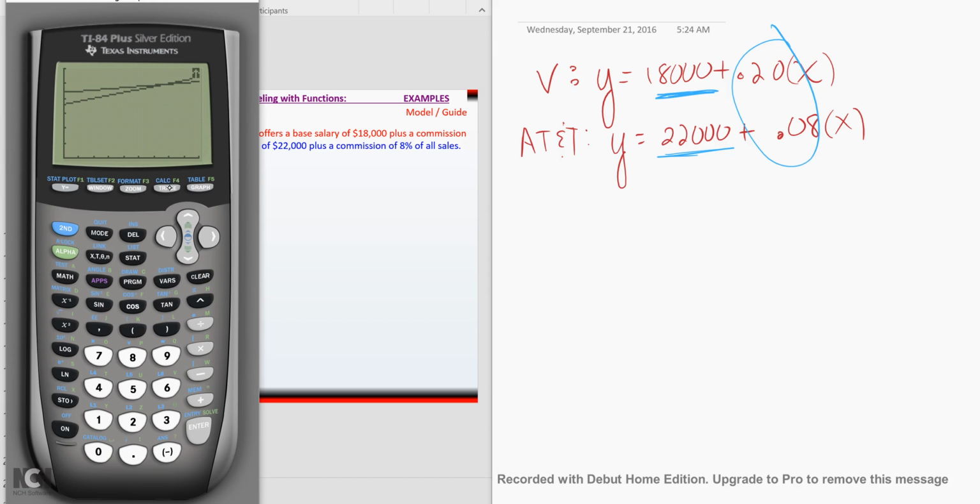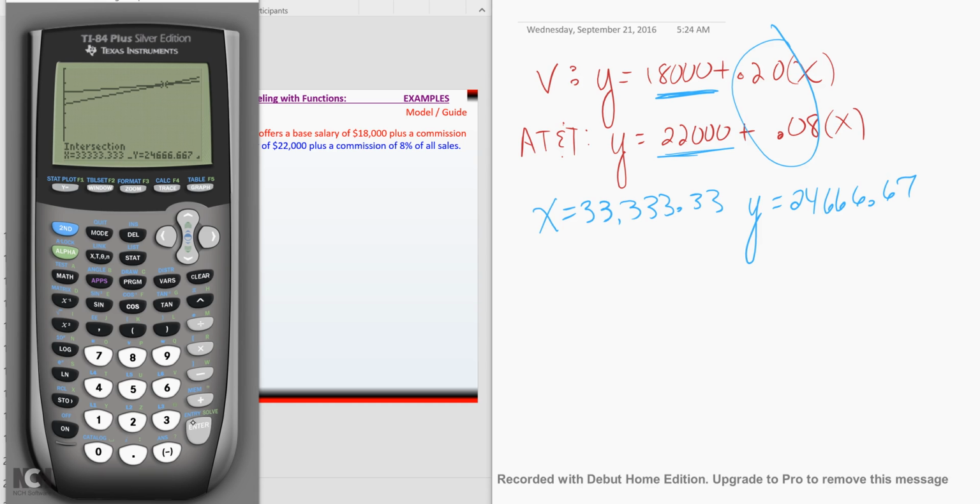So we're going to calculate the intersection point. First curve, enter. Second curve, it went to the other line, enter. No guess, enter. And there's my intersection. And it says that x equals $33,333.33. And y equals $24,666.67. Now, let's look at what that means.